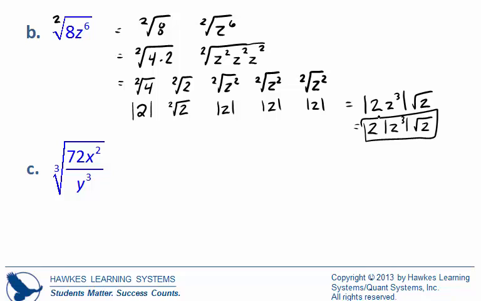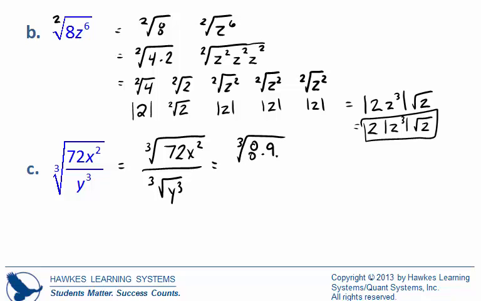Okay, last problem. We're going to do a cubed root of 72x squared over y to the third. So again, let's begin by breaking up the fraction with 2 cubed roots. So I'm going to do the cubed root of 72x squared, and I'm going to do the cubed root of y to the third. We're going to group in groups of 3. So let's think about how we're going to write 72. We could write 72 as 8 times 9, and we'll keep the x squared there.